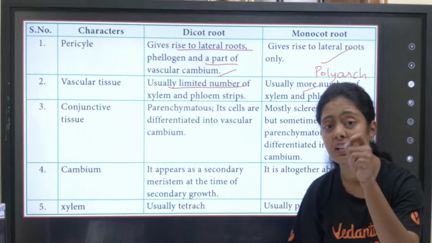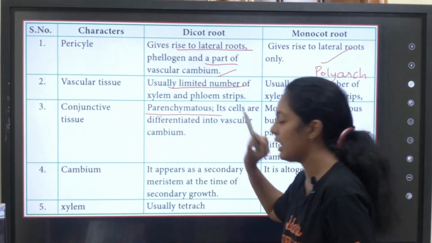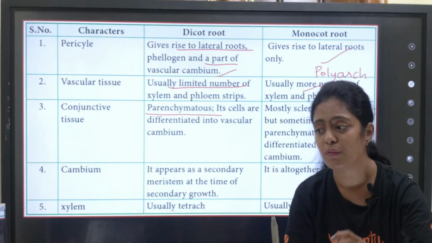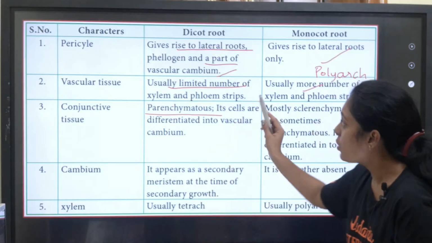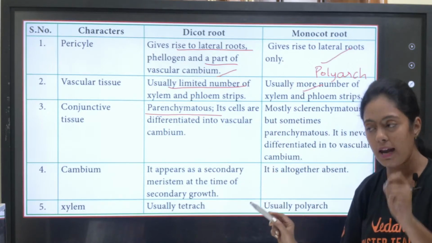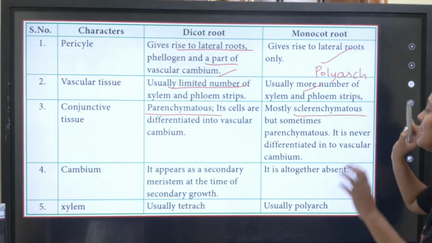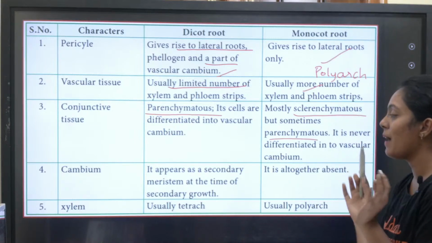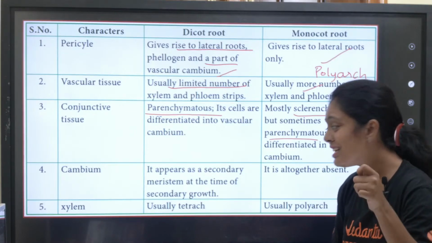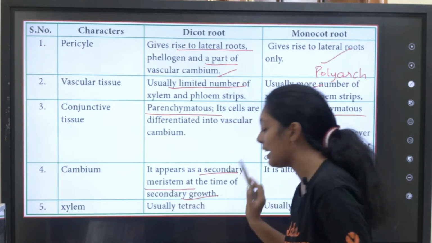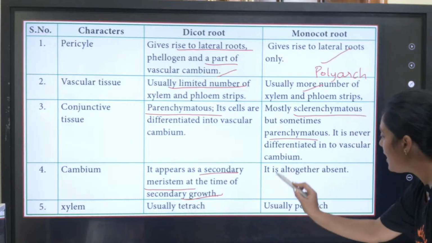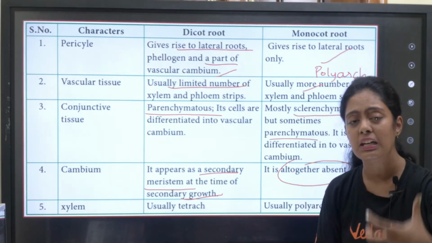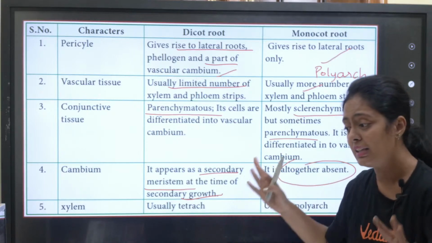Okay, the conjunctive tissue is usually parenchymatous. What is this conjunctive tissue? The tissue present between your xylem and phloem is called conjunctive tissue. In dicot it is parenchymatous, and in monocot many a time it is sclerenchymatous, sometimes parenchymatous. So there is secondary meristem and secondary growth in dicot. Here everything is absent. There is no secondary growth and no secondary meristem here.